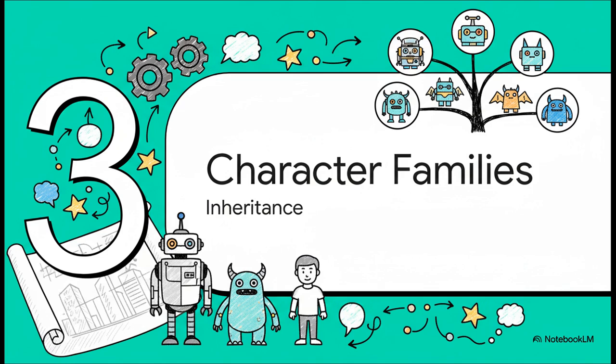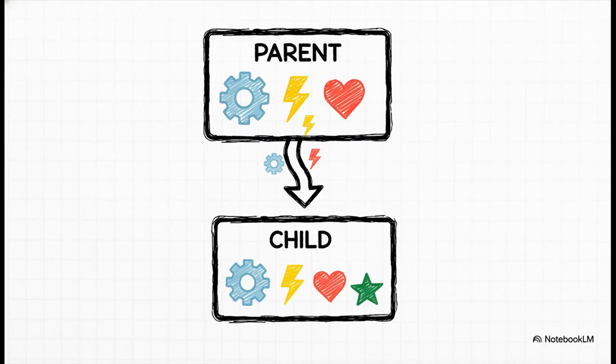Now this is where OOP starts to feel a little bit like magic, because we don't just create these lonely individual characters. We can actually create entire families where traits get passed down and new specialized behaviors start to emerge. We do this with something called inheritance. And honestly, it works exactly like it sounds. A child class can inherit all the features and all the abilities from a parent class. This is so powerful for reusing code and building out logical relationships.